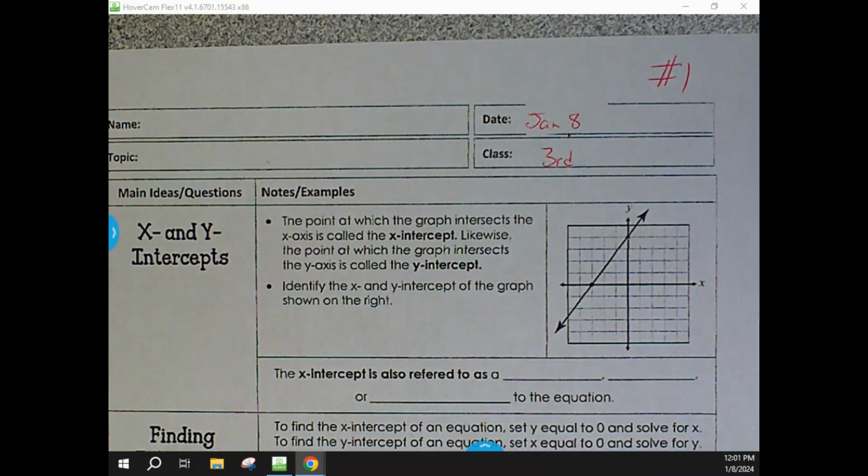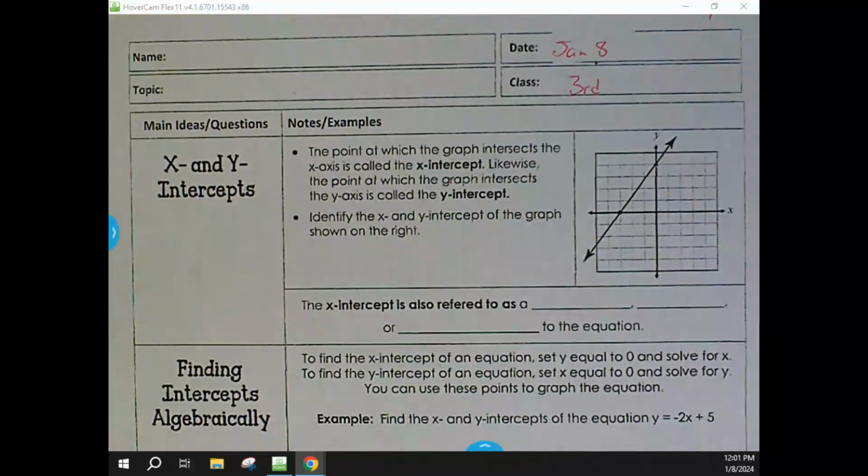Okay, so the very first thing we've got is, we're going to kind of back up and do some stuff with just straight linear equations. And that's going to build us up into some other stuff that we're going to do. But the very first thing we've got here is talking about intercepts on graphs.